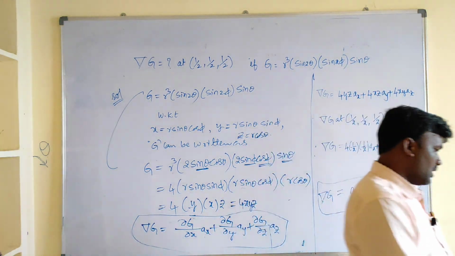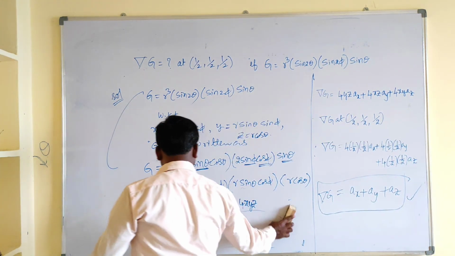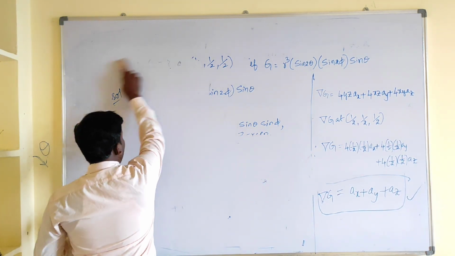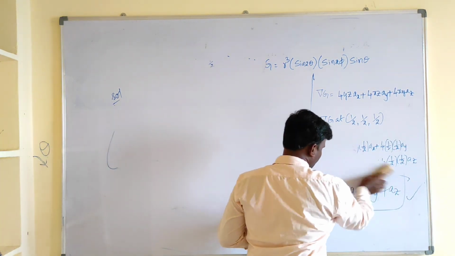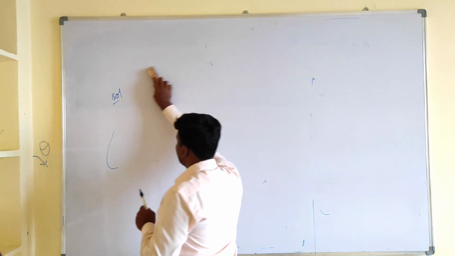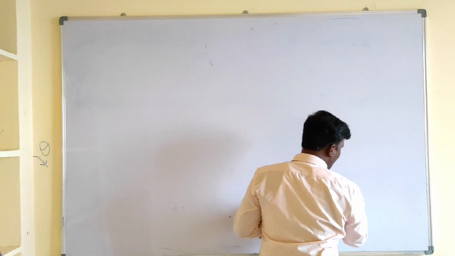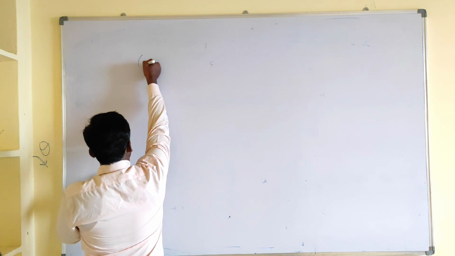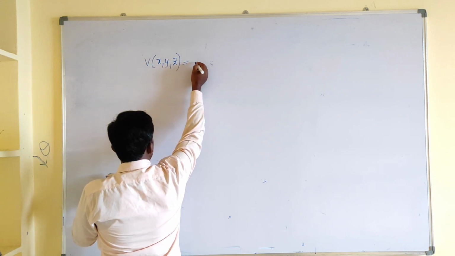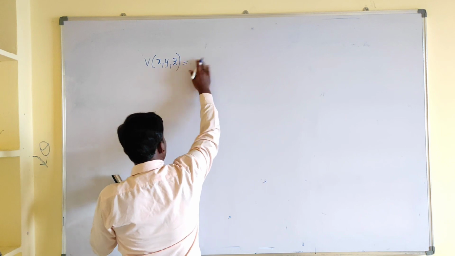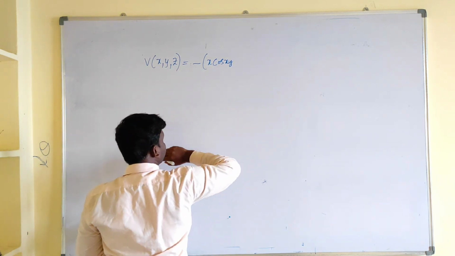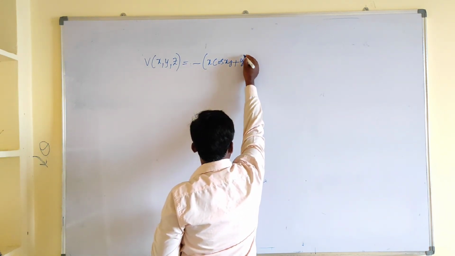Okay. Now we will solve another problem. That problem is given as: find divergence of a vector function v of x comma y comma z, is equal to minus of x cos xy plus y into ax.